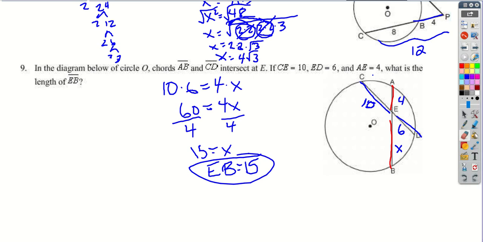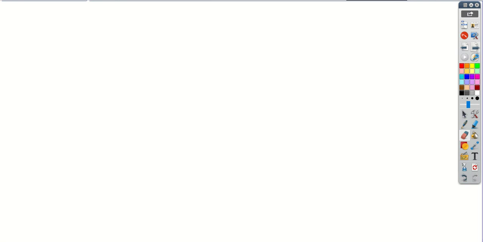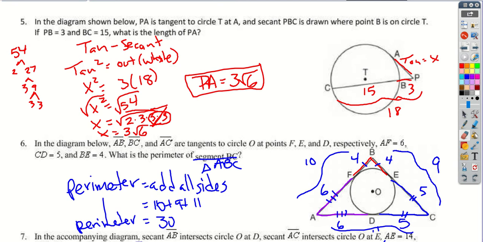And on to the next one, or is that it? That is it, people.